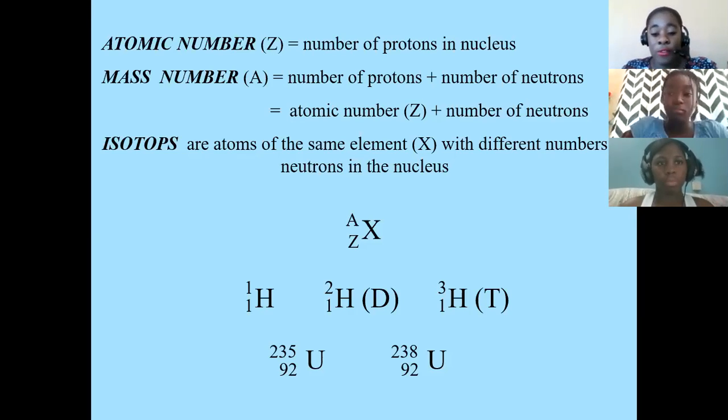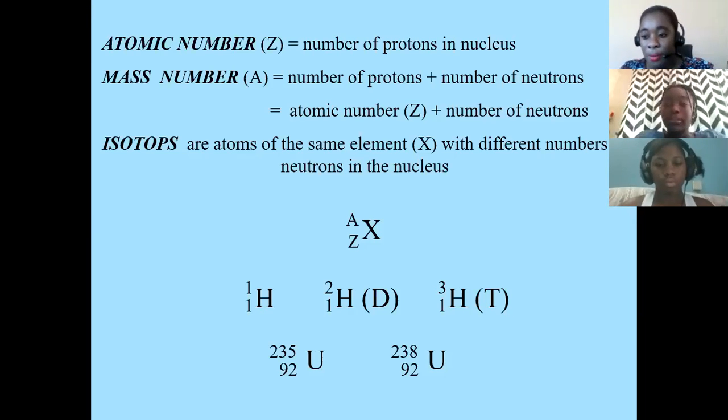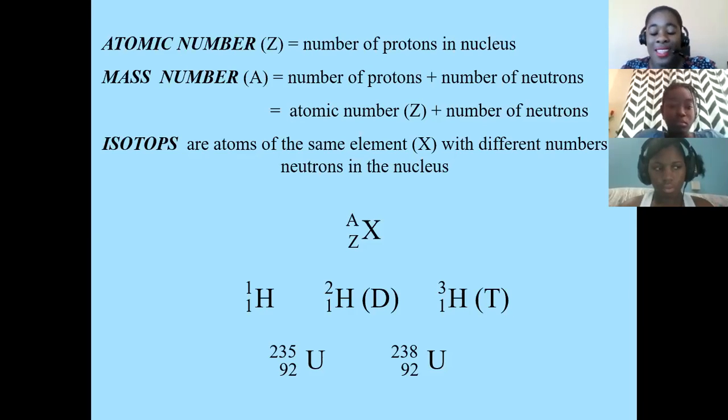We also have 2 isotopes of uranium. So the uranium, the atomic number is 92. So the 92 there represents the atomic number, but the 235 and the 238 are the mass number because the number of neutrons is different. Can you guys calculate the number of neutrons in the first hydrogen? How would we find the number of neutrons in the first hydrogen?